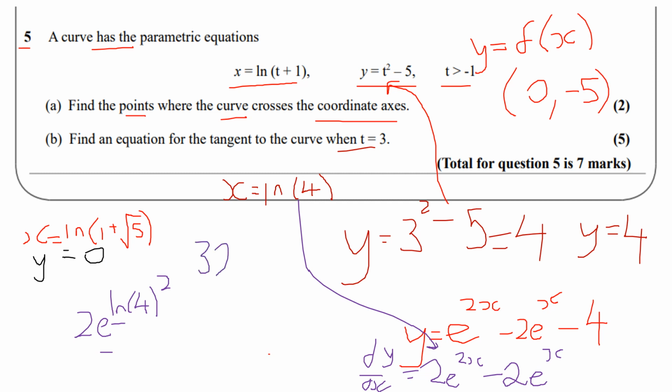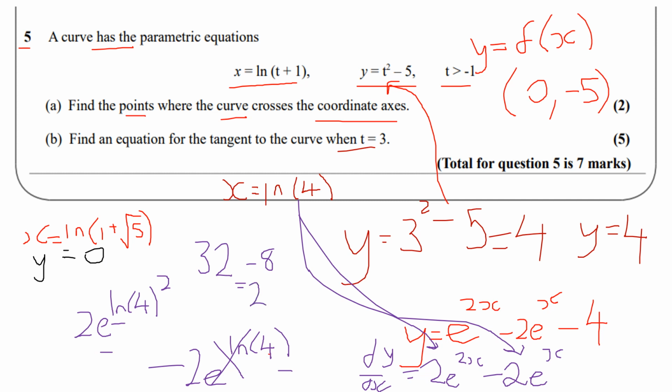And then minus 2e to the log 4. Again, the e's and logs just obviously cancel each other out because they're inverse functions. That gives me just 4. We've got minus 2 times 4, which is minus 8. We've got 32 minus 8, which is going to be 24. So the gradient is going to be 24 for x equals log 4.